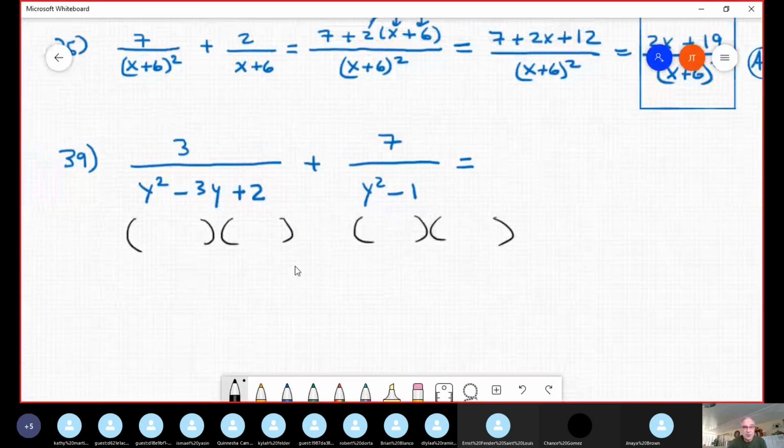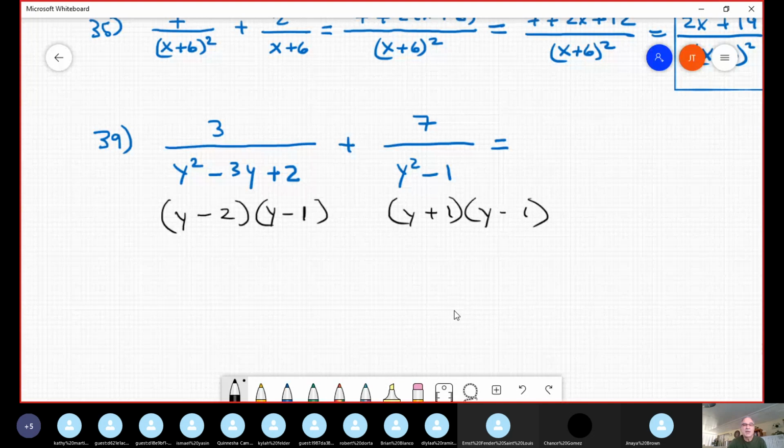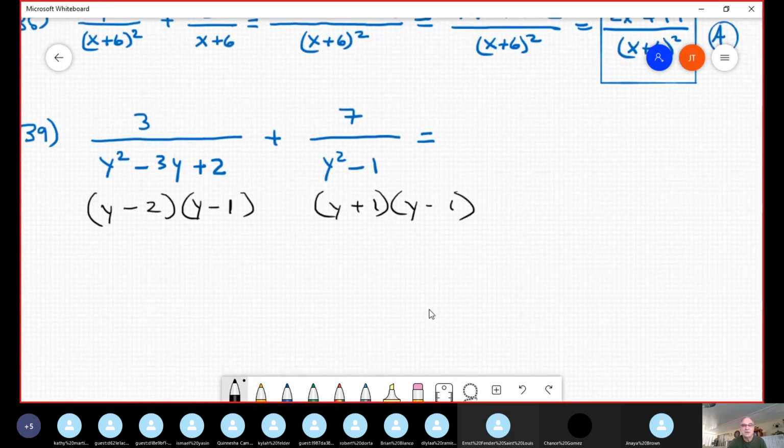What's the combination in the trinomial part? 2 and 1. What sign? Minus, minus. Exactly, very well. And this is a typical difference of squares: y minus 1, y plus 1. Super, right? Okay. My next step is to find the LCD.